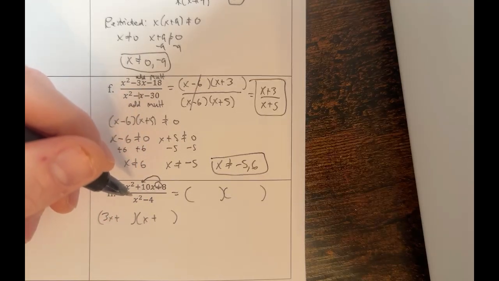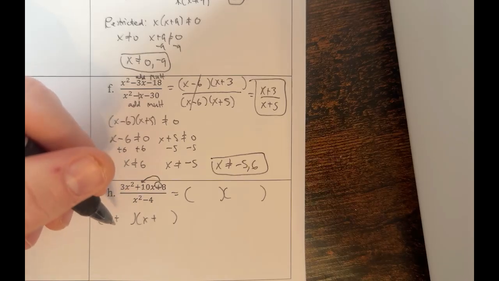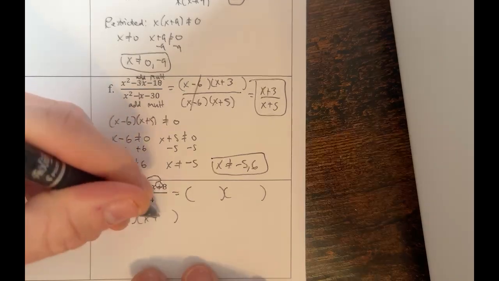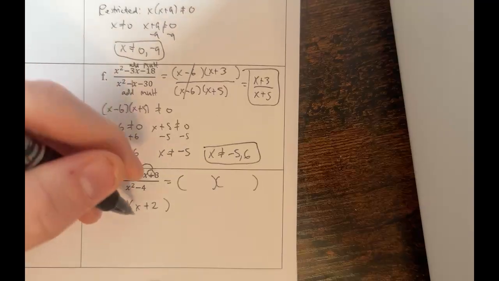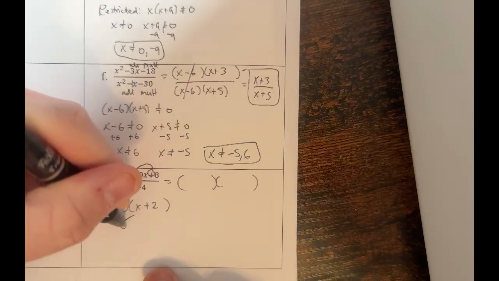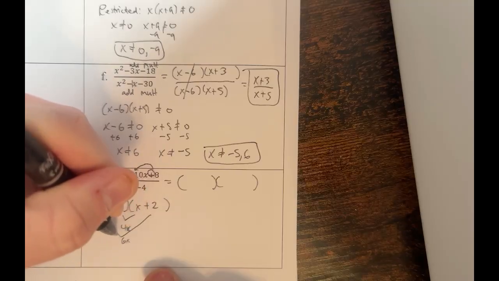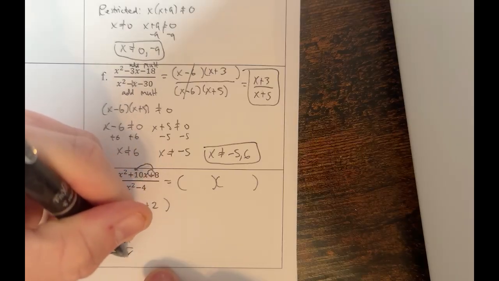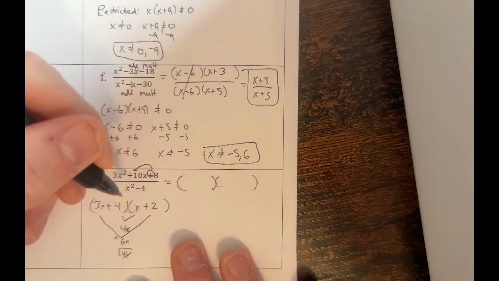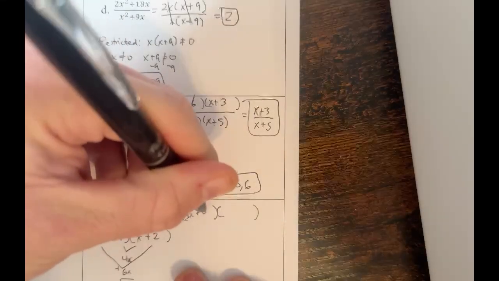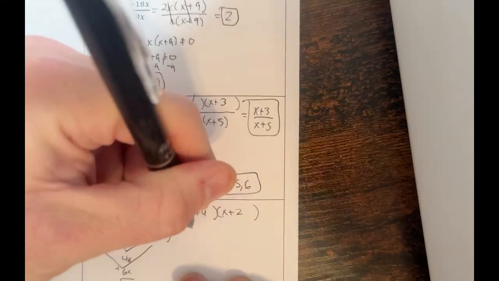So let's look at 8. 8's 8 and 1 or 4 and 2. I think it's going to be 4 and 2 like this. Let me prove why I'm right. 4 times x is 4x. 3x times 2 is 6x, and that adds to 10x. So that's good. So 3x plus 4, x plus 2.